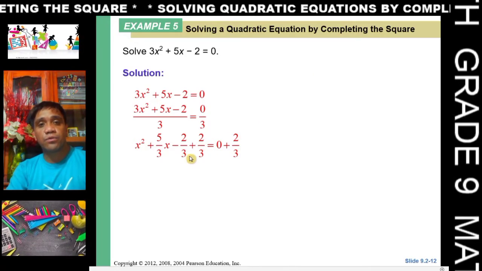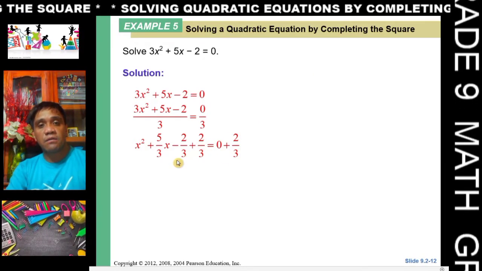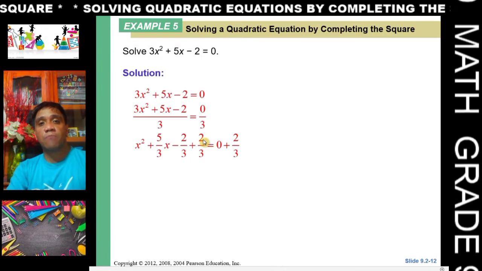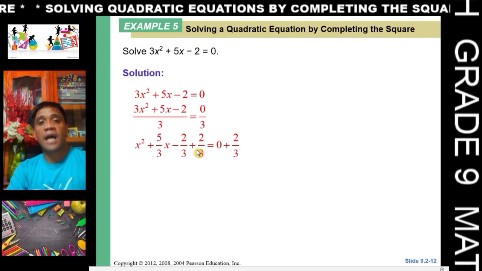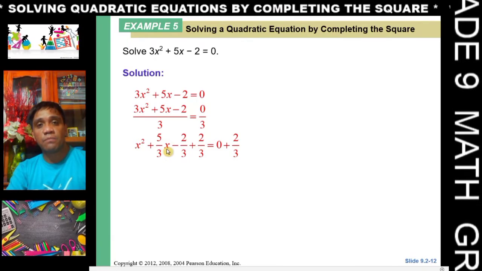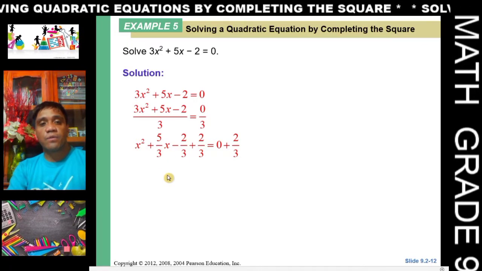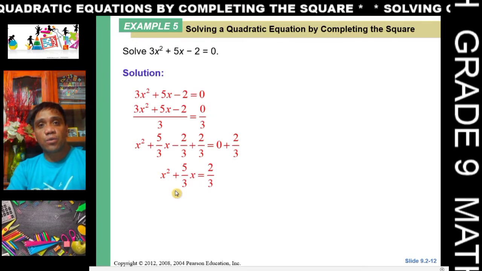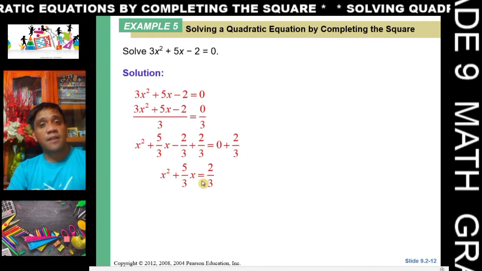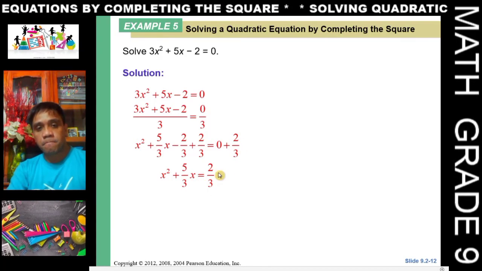So we have to work on how to make it 0. That is why we just add 2/3 to both sides, the additive inverse of negative 2/3. After which we now have x squared plus 5/3 x is equal to 2/3.